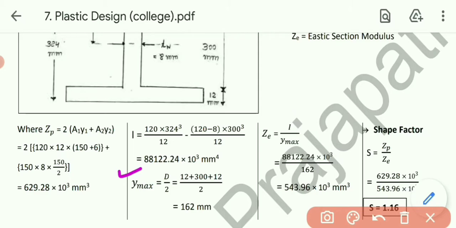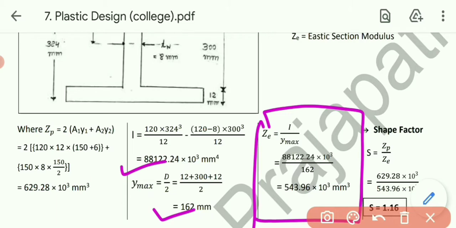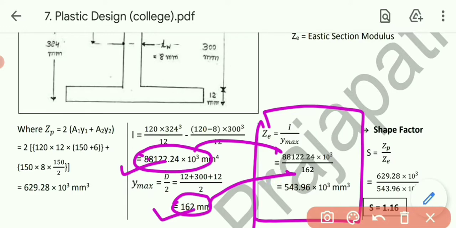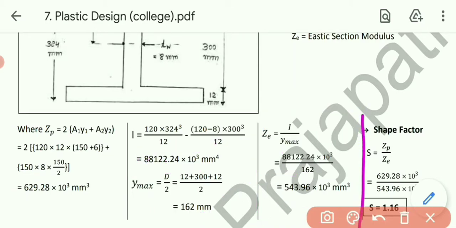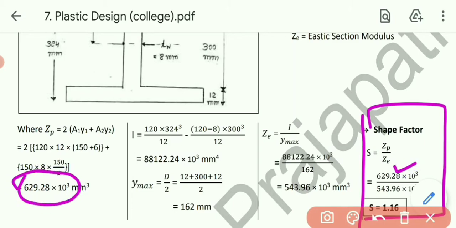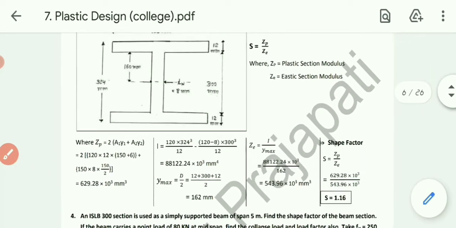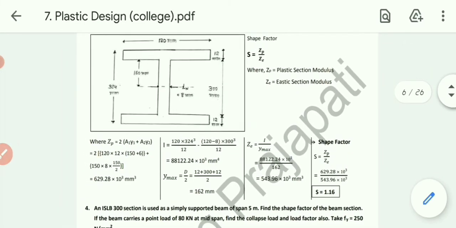Once we get MI and CG, we'll get Ze. Z equals I by y max. I, that is this one, put down over here, and y max, that is 162, put down over here. So ultimately we will get our answer of Z, 543.96 into 10 raised to 3 mm cube. Finally, shape factor equals Zp by Ze. Zp is 629.28 into 10 raised to 3, while Ze is 543.96 into 10 raised to 3. So ultimately we will get the shape factor, that is 1.16. Clear? So this is the shape factor of any built up section.